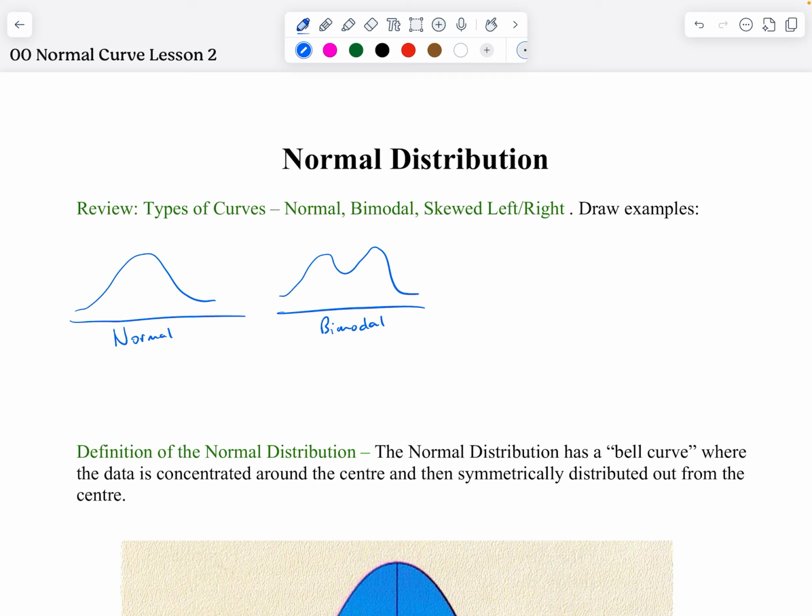Skewed left looks like this. So this is skewed left. There's a tail on the left here, right? And skewed right would obviously just be the opposite of that, so drawing that opposite picture.